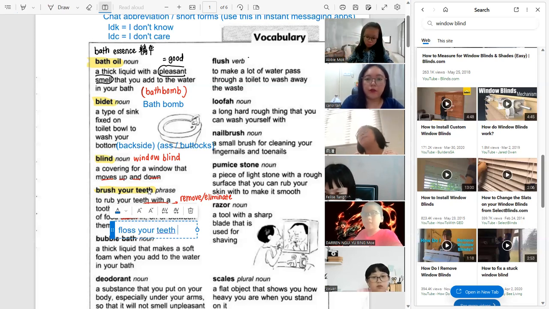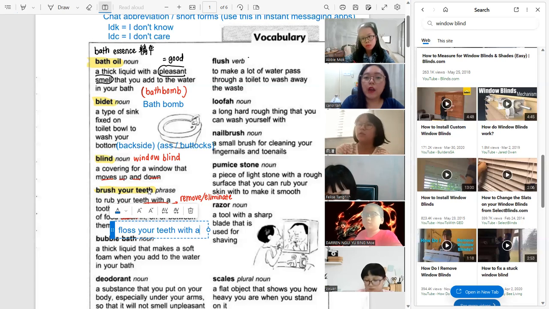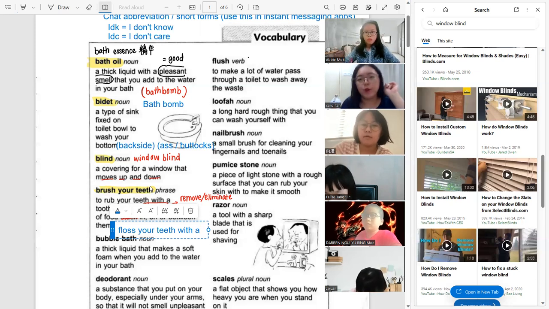You sure, my mom used to put water inside and turn on the water, and splash it on your teeth to make the food on your teeth wash off. Oh, to remove it, right? To remove the food stuck in your teeth. Yeah, I know it. I have it also. Later I show you. Okay.